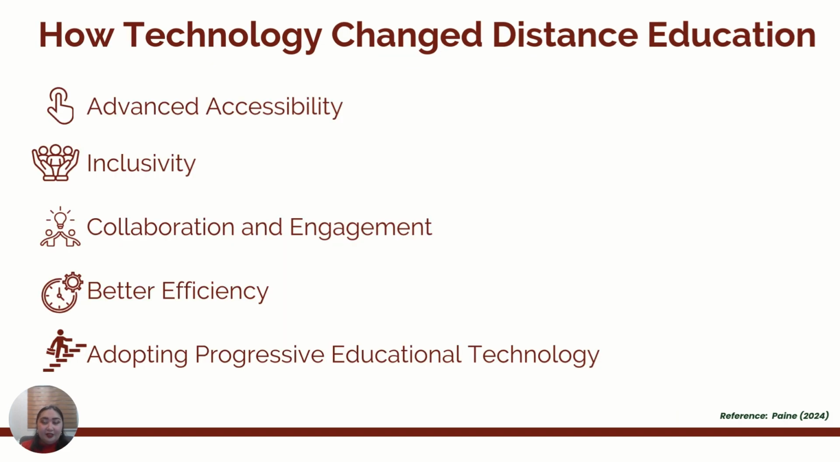Having learned the history of technology and the different generations of distance education, let's discuss now how technology has changed distance education. First in the list is advanced accessibility. Online education technologies allow access to the latest and best information available. Printed materials such as textbooks can become outdated quickly with obsolete information, which then takes a long time to update.